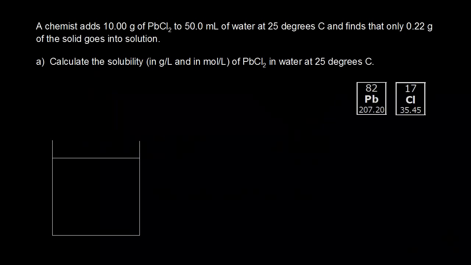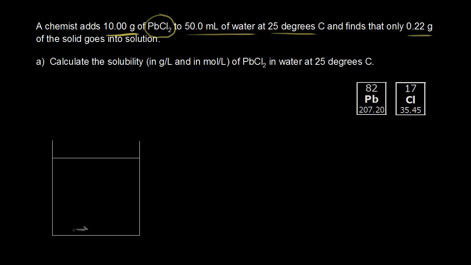There are many ionic compounds that are only slightly soluble in water, and lead 2 chloride is one of those ionic compounds. So let's say that we added 10 grams of lead 2 chloride to 50 milliliters of water at a temperature of 25 degrees Celsius. And let's say that only 0.22 grams of the lead 2 chloride dissolve.